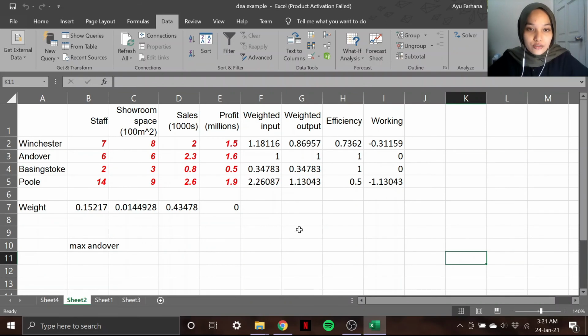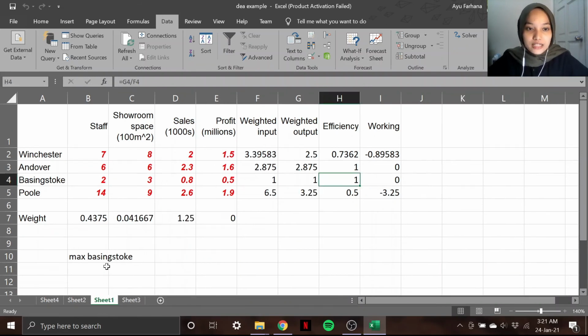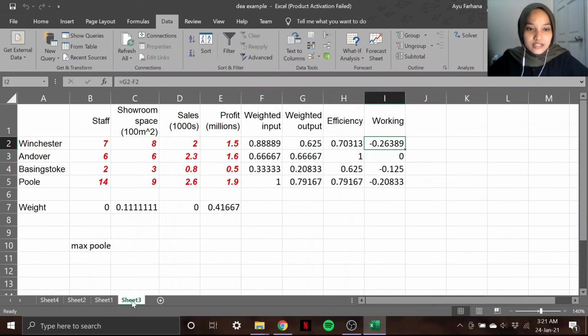I already did this for each of the car garages. For Andover, we got the efficiency of 100%. For Basingstoke, it is also 100%, and for the Pool it is 79.17%. So this is how I calculate the efficiency for output by using Solver in Microsoft Excel.